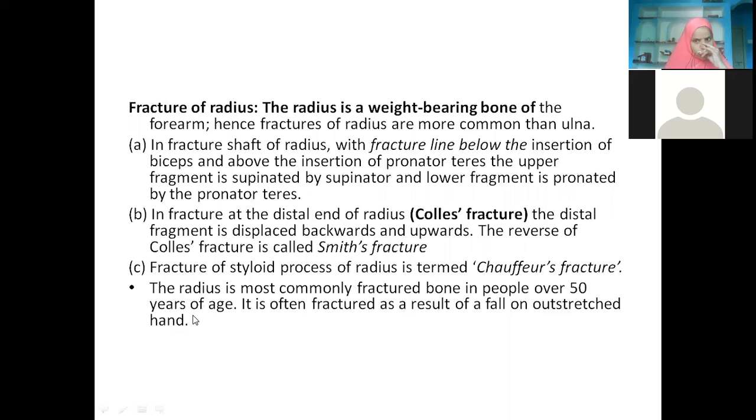Okay, so radius is commonly fractured bone in people over 50 years of age. Why? Because after 50 years, bones tend to become porous, no? Osteoporosis, because of which the bones get easily fractured. Okay, so that is the fracture of radius.